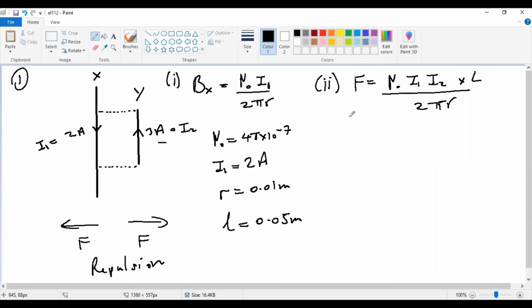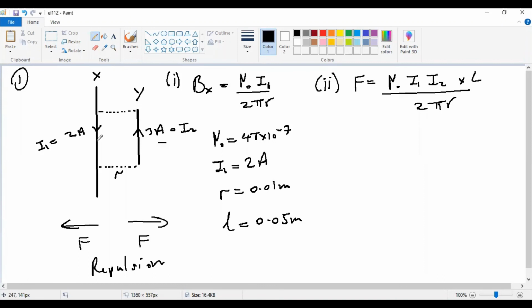So that's what I wanted to do. I wanted to just crunch numbers. What I did was draw the diagram and extract the information. The distance between the two wires here is R. The length of the shortest wire is 0.05 meters.